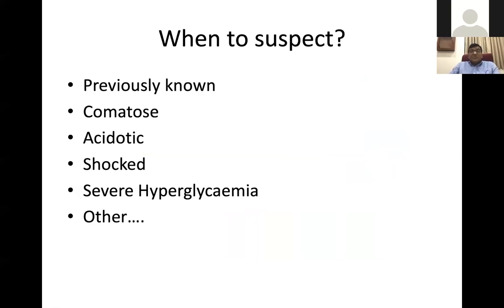So when should you suspect someone to have diabetic ketoacidosis? If somebody comes with ketoacidosis or coma, you should suspect diabetic ketoacidosis. Particularly if this is a person who previously had diabetes, you need to suspect more. But nowadays, since things are much more common, anyone coming in coma, acidosis, shock, or severe hyperglycemia might have underlying diabetic ketoacidosis. You need to suspect.